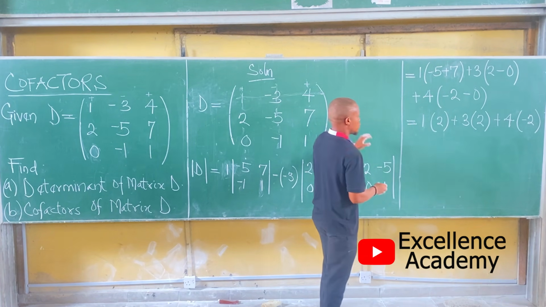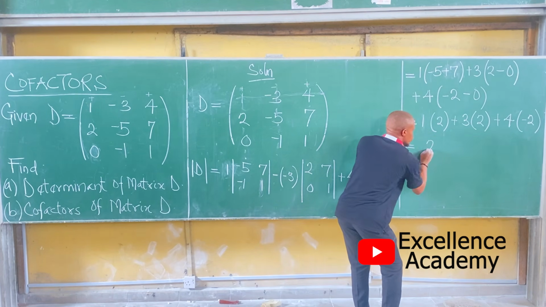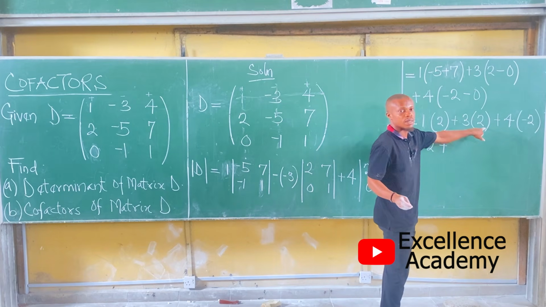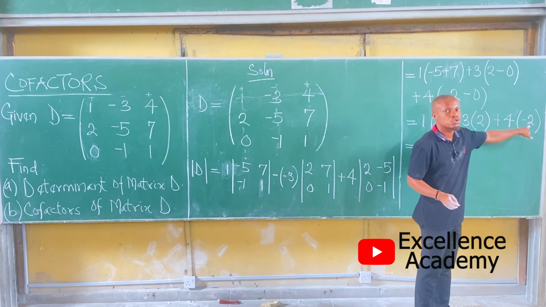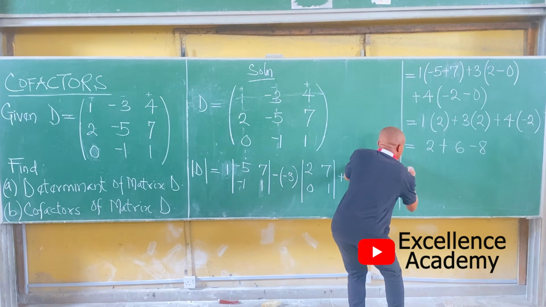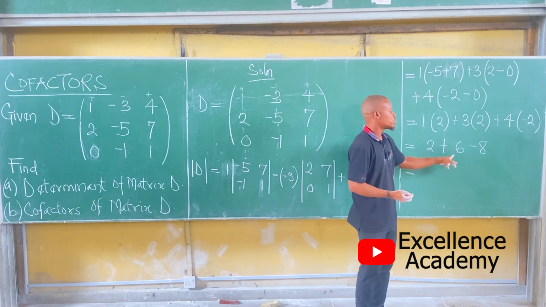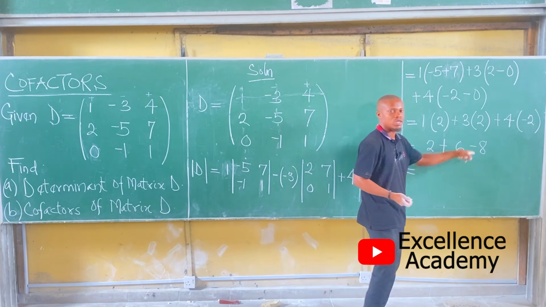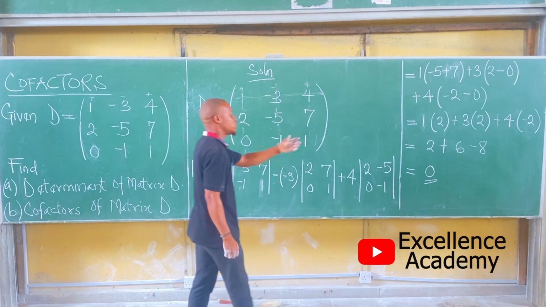Alright. Therefore, for this, I'm having 1 times 2, 2 plus 3 times 2, 6. And finally, 4 times minus 2 gives me what? Minus 8. So let's simplify that. In simplifying this, I'll get what? 2 plus 6 is what? 8. 8 minus 8 gives me what? 0. Alright. So this is it.